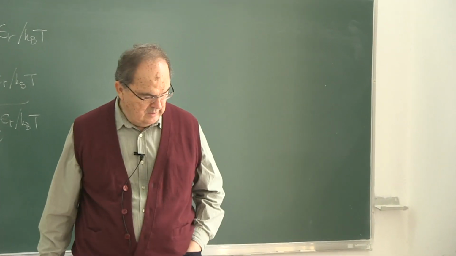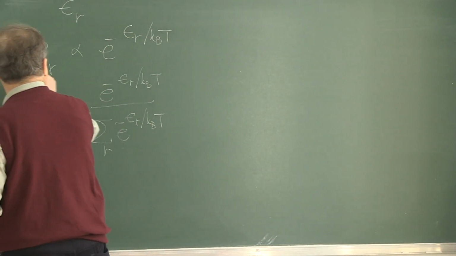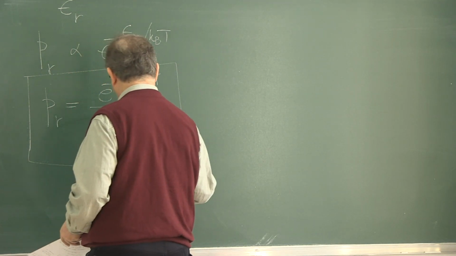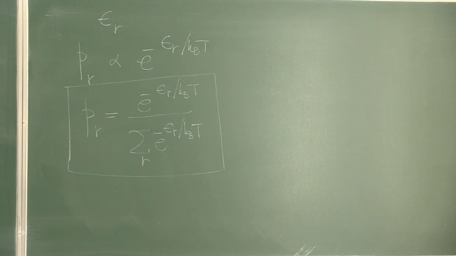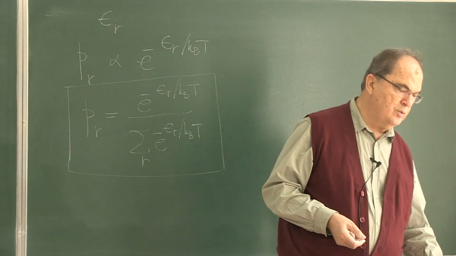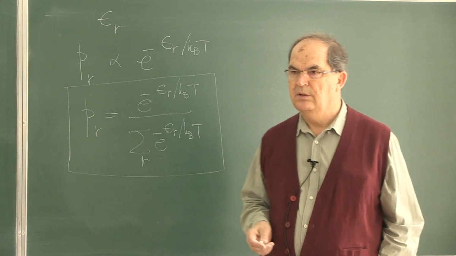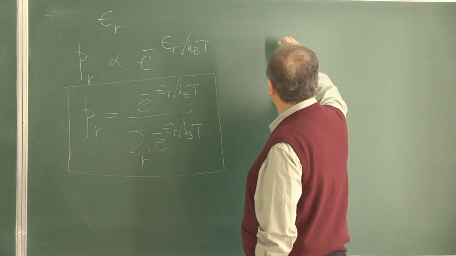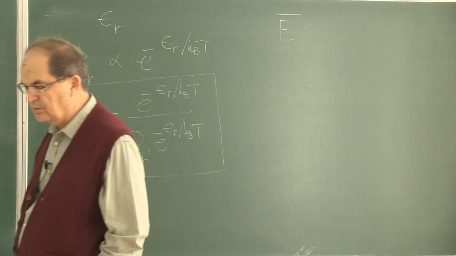Well, this is called the probability of finding the canonical system in a microstate with energy E_r. How are you going to go from here to averages? An average value of any quantity. Let's take the average energy of the system. Let's denote that by E bar.